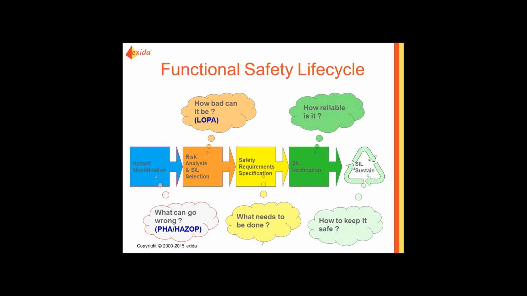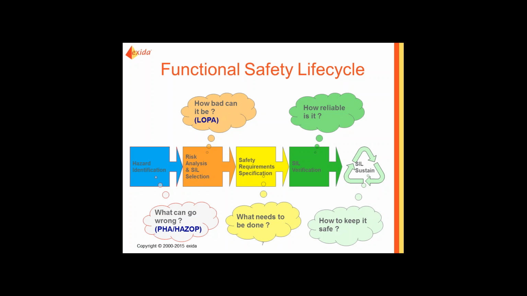So let's look at the life cycle, and we're going to focus, like I said, primarily on the analysis phase here, where we've done the hazard identification. In other words, what can go wrong, what potential hazards are there, and then we look at the risk analysis and SIL selection. So in other words, how bad can it be? What layers of protection do we have in place, and are these adequate? And if not, then we need to consider having additional safeguards, such as a safety instrumented system with safety instrumented functions, and therefore we would need an additional amount of risk reduction that we're looking for.